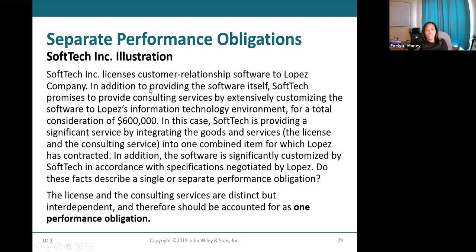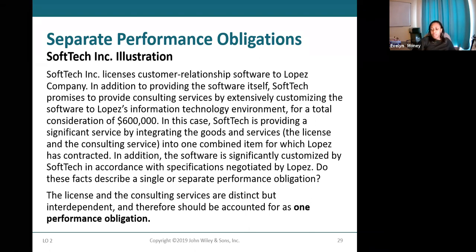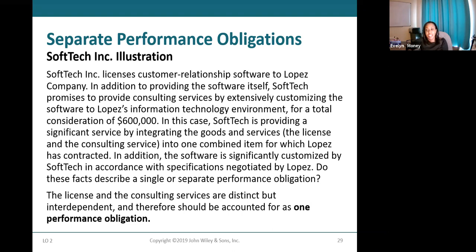So for this one, we have a software company that sells or licenses customer relationship software. In addition to providing the software, they also provide consulting services, and the consulting services are needed to customize the software that's being given to that particular customer. With those consulting services, you can't make the software without the services because you don't know what the customer wants. So in that situation, these are one and the same. SoftTech does not sell the software.